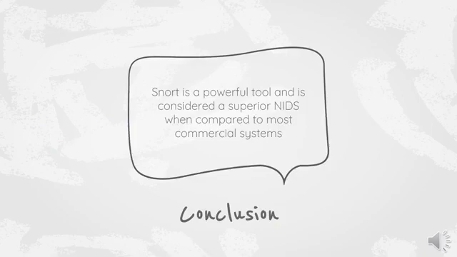To conclude, in this presentation, we talked about intrusion detection systems and why we need them, the types of intrusion detection systems, how they work, and we also learned about a popular IDS in the market, Snort. We discussed its design, operation modes, and understood what a Snort rule is and how to create new Snort rules, and also learned how Snort can work as an IDS or IPS based on the network placement. Snort is a powerful tool and it is considered a superior network intrusion detection system when compared to most of the commercial systems out there.